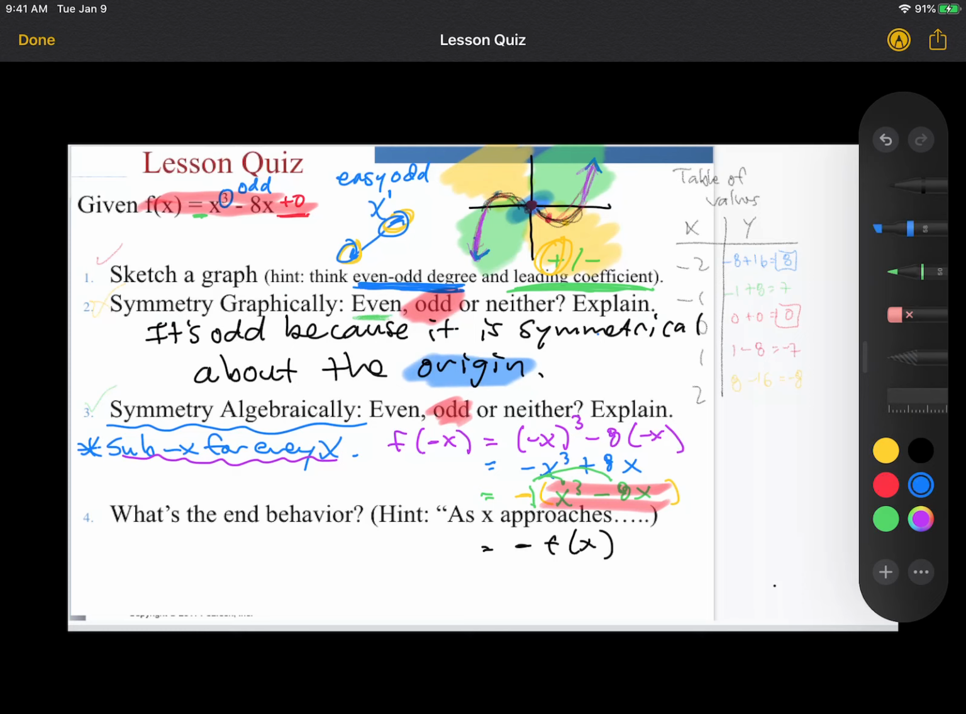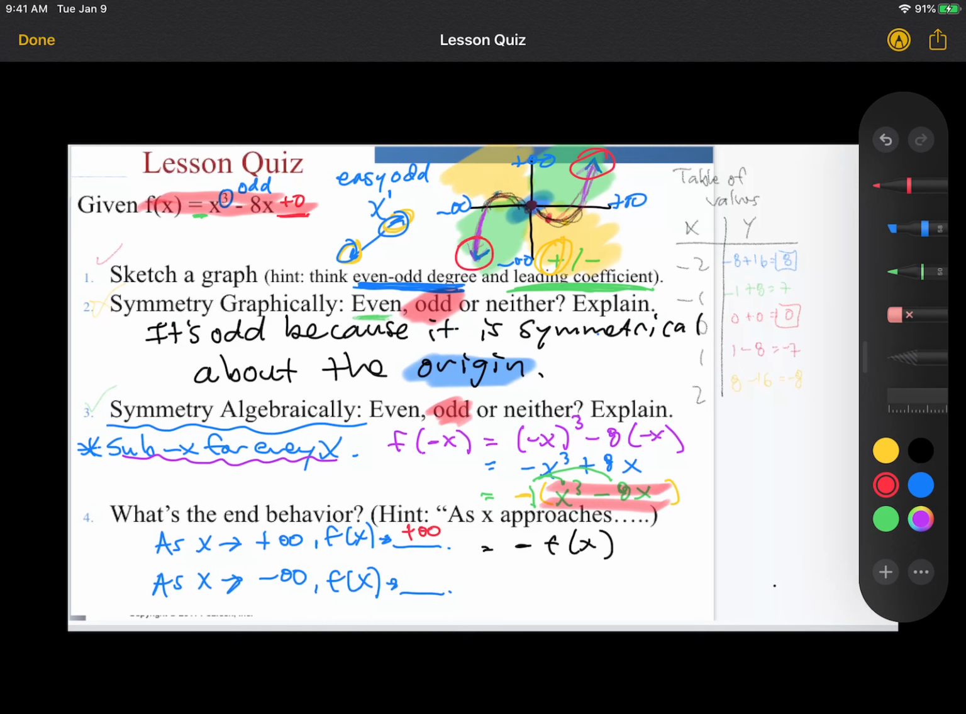And then the last part is, what's the end behavior? So again, let's do colors. Here in blue, this will always be the same, always. Let's use our graph up here. Basically what that means is, as you go towards the right, where's the graph finishing? This is my end behavior sentence. As you're going towards the right, the graph finishes up. Up is positive infinity on the y-axis, or the f of x. As x approaches negative infinity, so as you're going towards the left, where's the graph finish? It's finishing down. That would be negative infinity. So that's our lesson quiz.